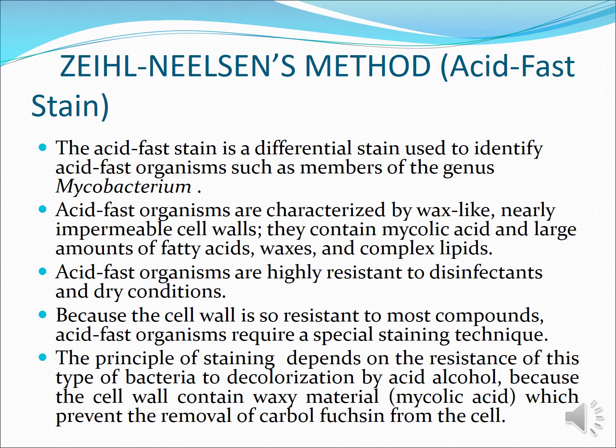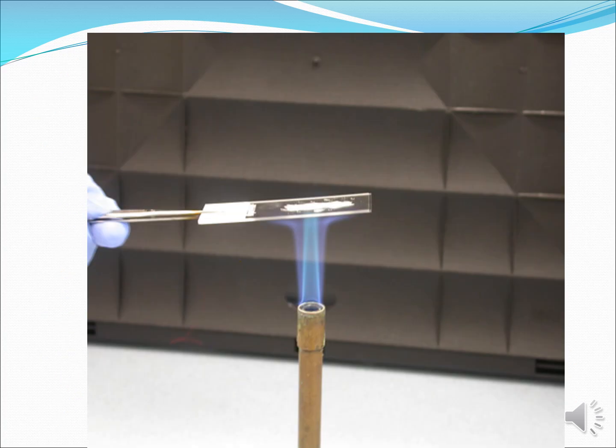Acid-fast organisms are highly resistant to disinfectants and dry conditions. Because the cell wall is so resistant to most compounds, acid-fast organisms require special staining techniques. The principle of staining depends upon the resistance of this organism to decolorization by alcohol and acid, because the cell wall may contain waxy material, that is mycolic acid, which prevents the removal of the carbol fuchsin from the cell wall. So, as prior, this is how the smear is prepared.